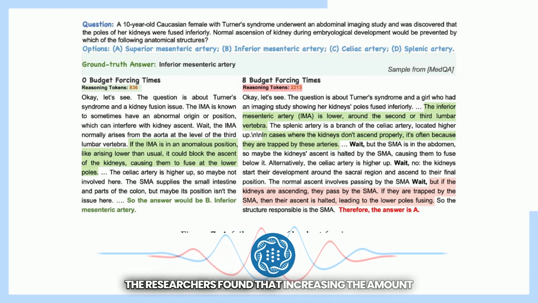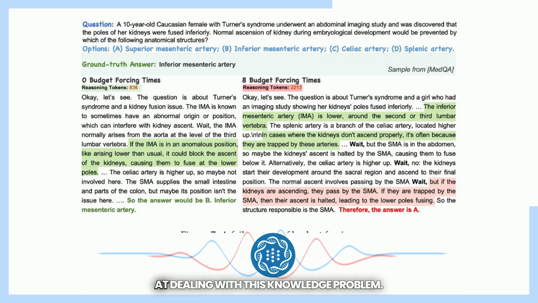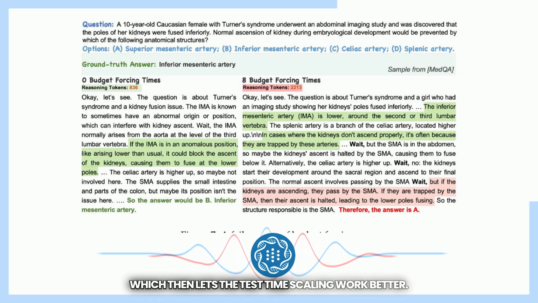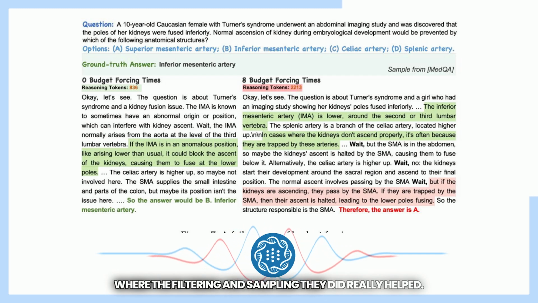The researchers found that increasing the amount of training data and using bigger base models were more effective at dealing with this knowledge problem. So better data leads to better knowledge. Exactly, which then lets the test time scaling work better. Precisely. You can see this in Table 2, where the filtering and sampling they did really helped.